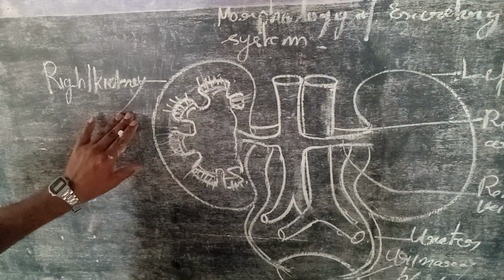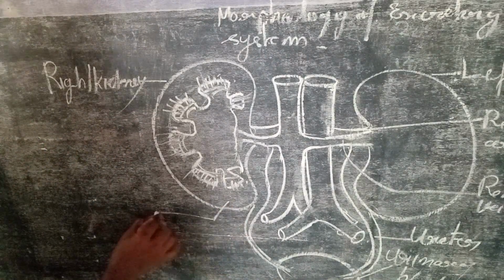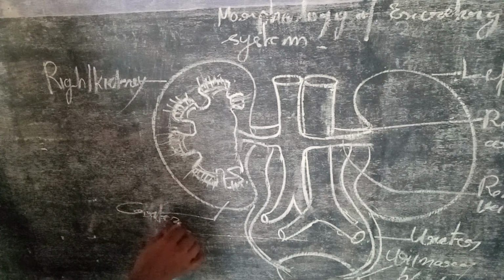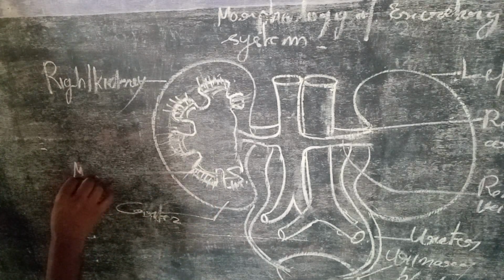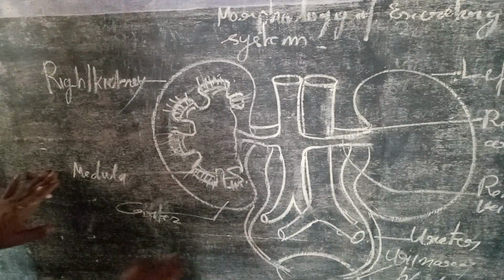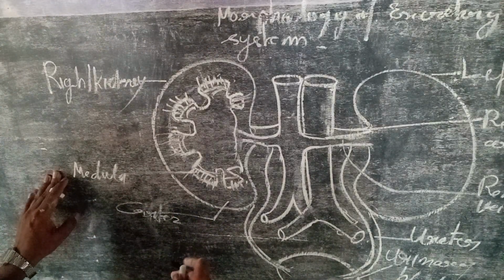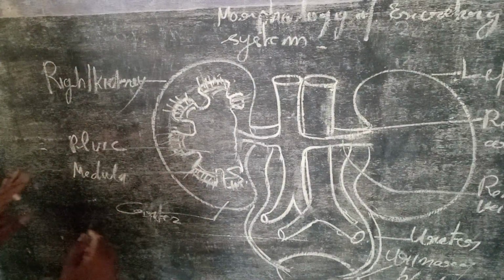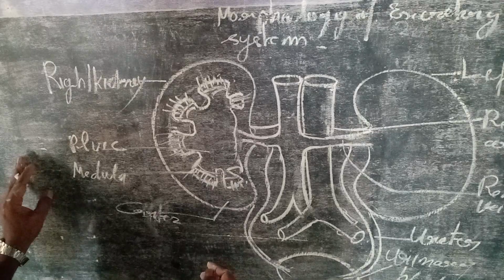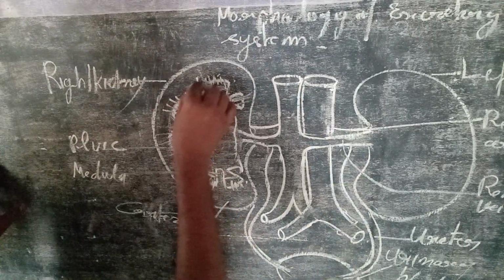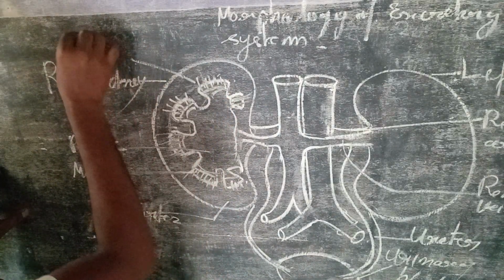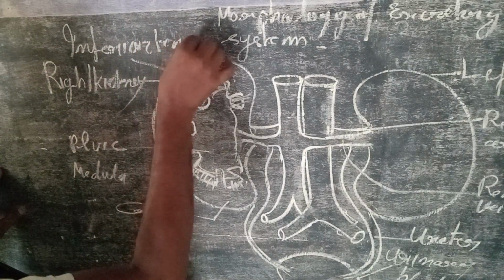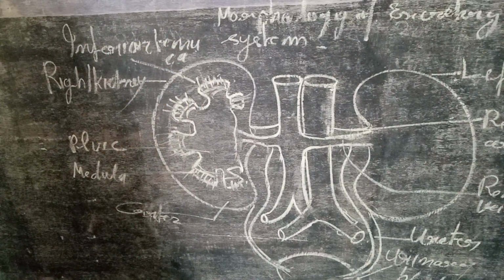Here are the cut sections we will see. Here is the cortex, the foremost layer. This is the medulla, cortex and the medulla. This is the pelvis, and further that is the inferior vena cava. This I have drawn here.